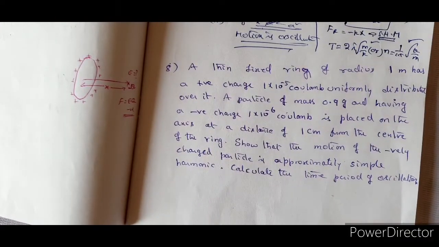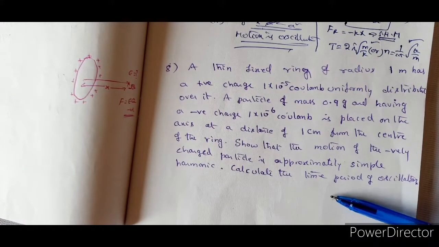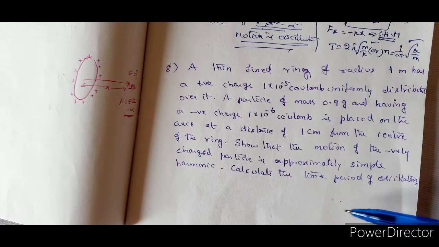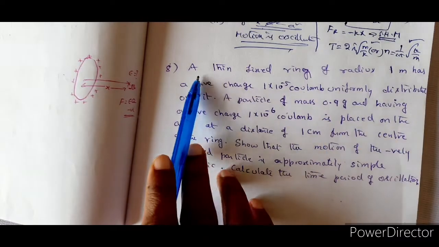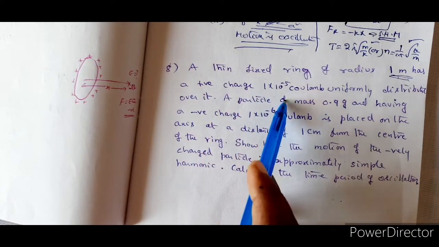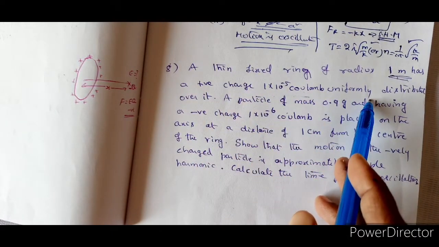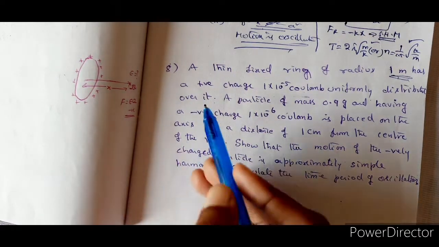Let us see another problem with the same concept. Here you had discrete, that means two different charges. Now here we are going to see the uniform charge distribution, that means the electric field created due to uniform charge distribution. Here the example in the problem we are taking is a ring. You can take a sphere or a sheet or whatever it is. So here we are taking a thin fixed ring of radius 1 meter, which has a positive charge of 1 into 10 power minus 5 coulomb uniformly distributed over it. So it is a positive charge.